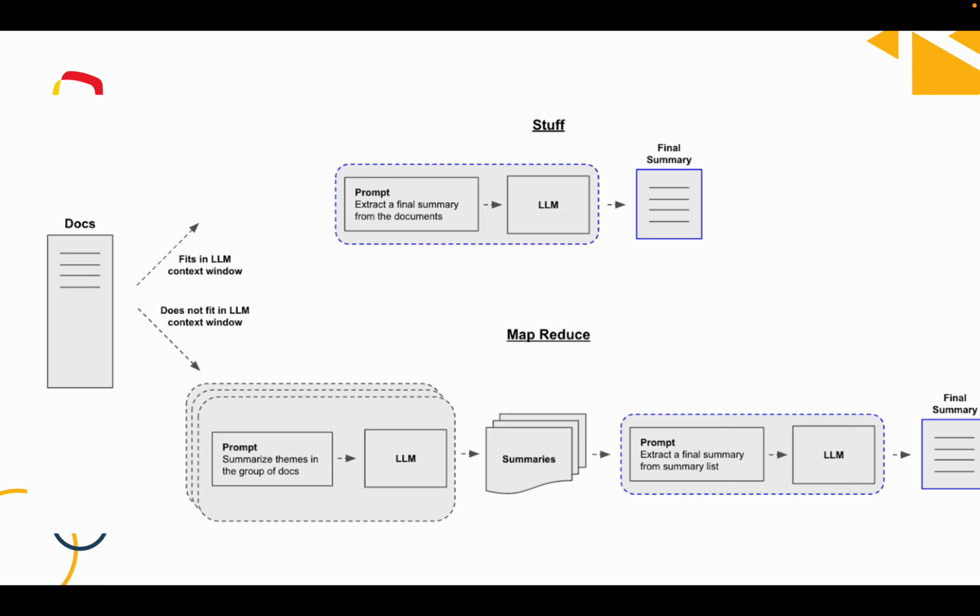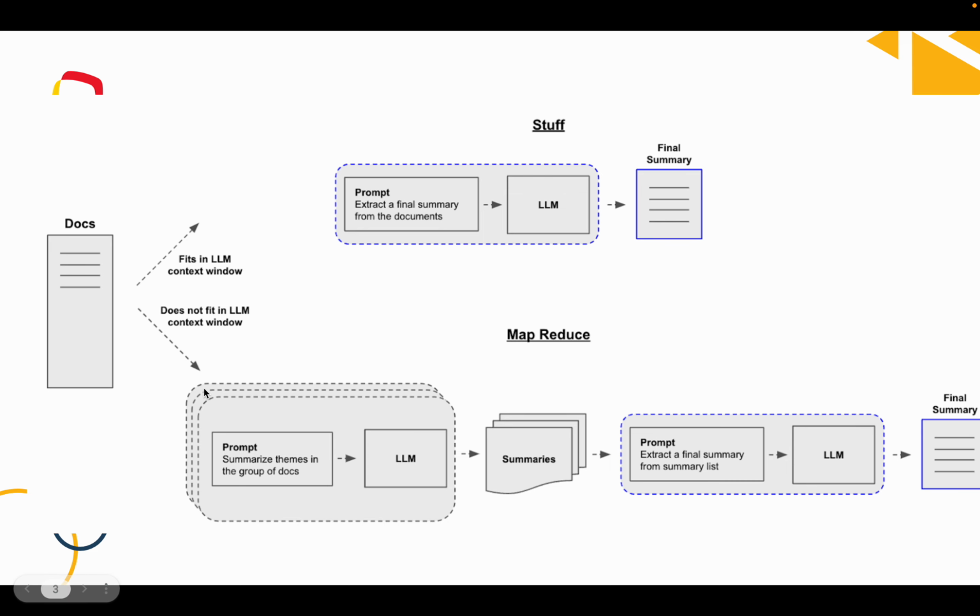This is the high level diagram, or architecture, shared by LangChain itself. Here we can see both cases: one is stuff and the other one is MapReduce. In the stuff case, we take the document, and if it fits the context window, we send it to the prompt and say extract a final summary from the documents. We pass that to the LLM, which creates the final summary. So it is a very simple and straightforward method.